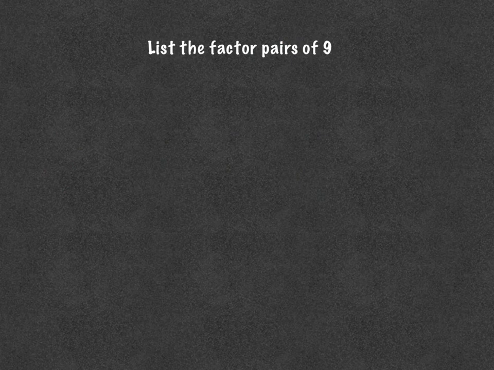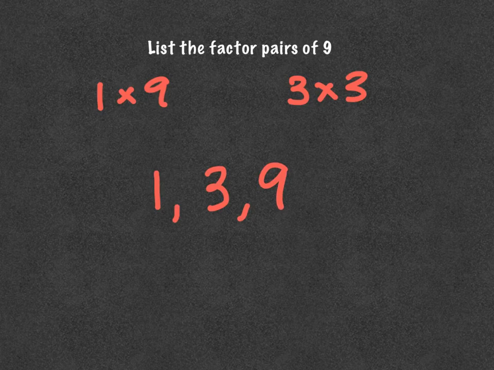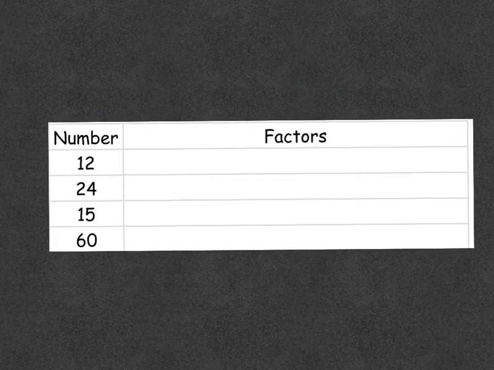Factor pairs for 9. So this is going to be similar to 25. 1 times 9, and then 3 times 3. So that's it. So if I'm doing my factor list, I have 1, 3, and 9. Okay. Now, you're welcome to do the rainbow lines, but sometimes the rainbow lines get in the way, especially if you're trying to fit it in a small space. So let's do 4 practice problems here really quickly so that we can get some practice.